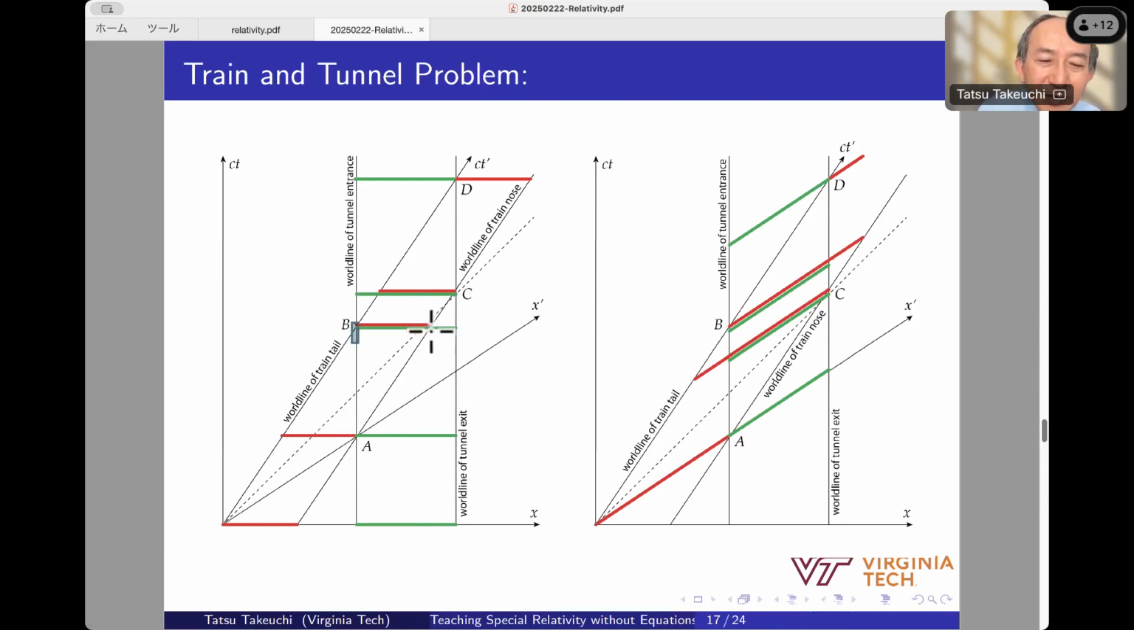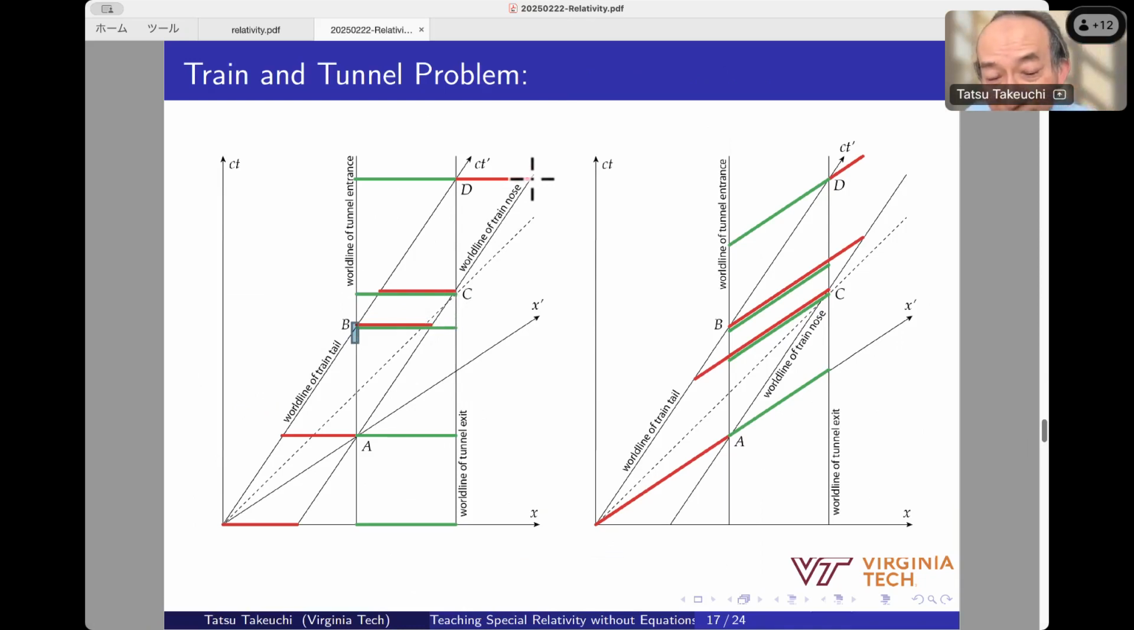Okay, and then the nose of the train will reach the exit at point C, which is happening after B. So between B and C, both doors of the tunnel will be closed at the same time. And then at point C, the door on the exit will open and let the train out of the tunnel.